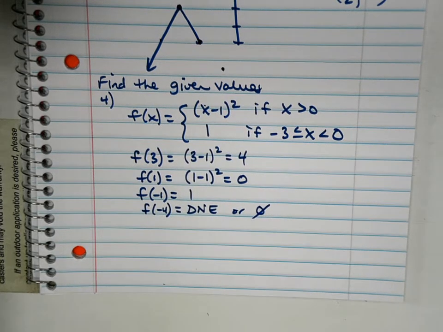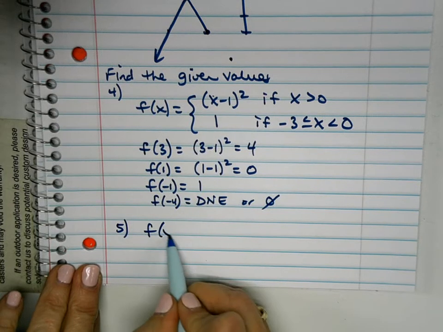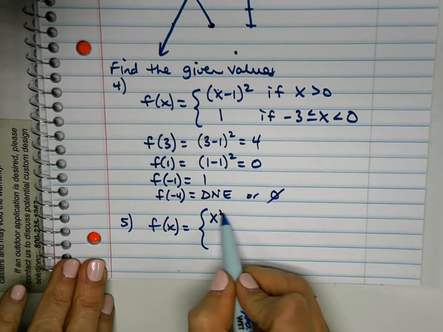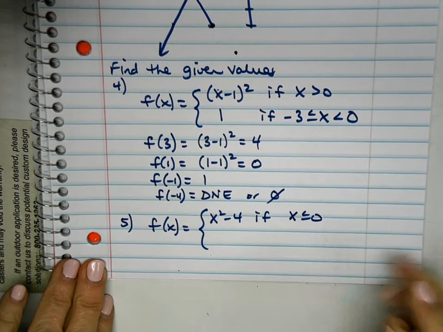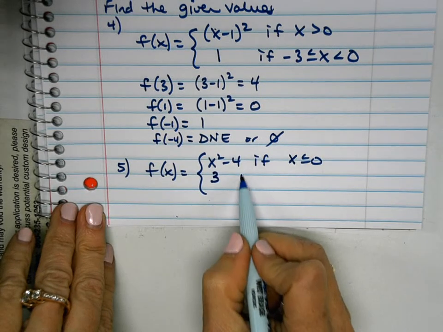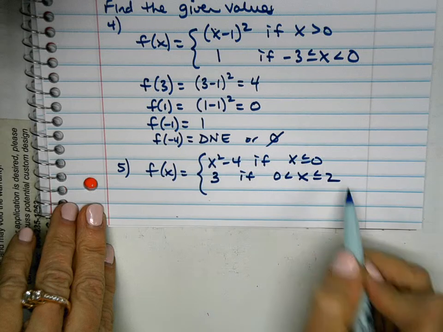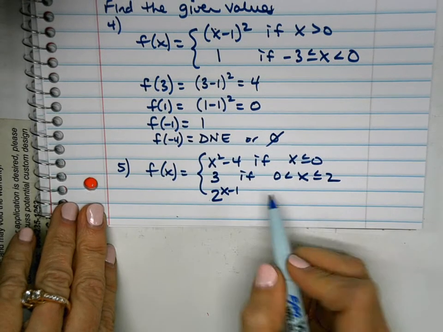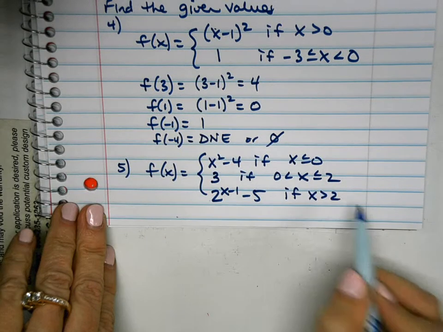Let's do one more of that. Given this function, x squared minus 4 if x is less than or equal to 0, this one's going to be a 3-piece one. 3 if 0 is less than x is less than or equal to 2, 2 to the x minus 1 minus 5 if x is greater than 2. That's given.